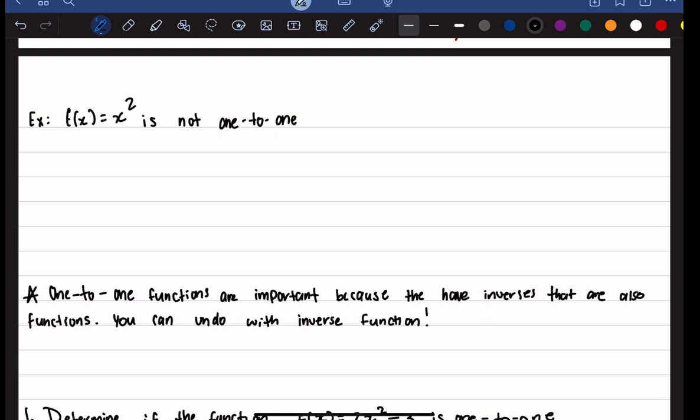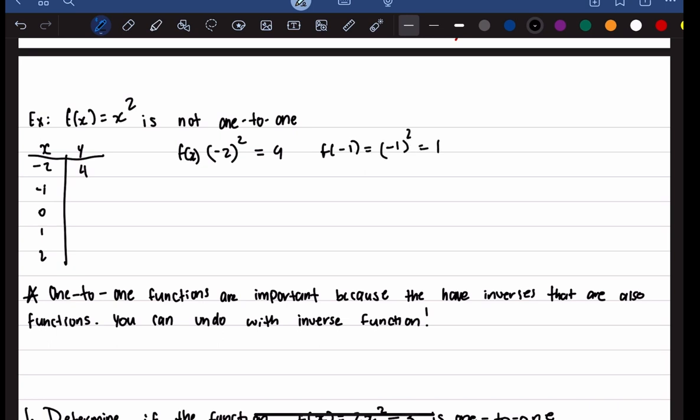Okay, so we have an example here, which is x squared. So now, this is not a 1-to-1 function, and let me explain why. So, first we're going to try putting in random values and seeing if we get the same output or not. So, let's put -2 into our equation. This is just going to be 4. So it's 4 here. Then f(-1) is just going to give us 1, right?